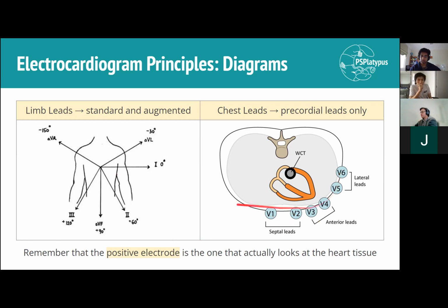Here is just another view of those chest leads. Yeah, so those are the precordial and the standard and augmented.